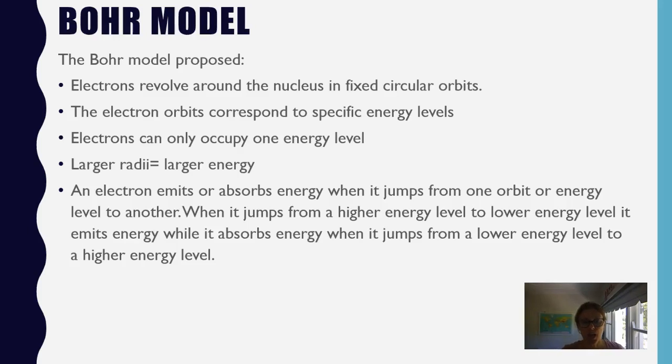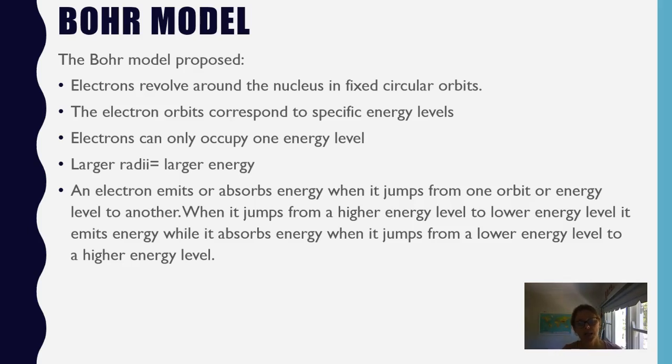So the Bohr model, it was proposed that the electrons revolve around the nucleus and they are in fixed circular orbits. And each one of those orbits corresponded to a specific energy level. And he also pointed out that electrons can only occupy one energy level. Now, he also found that the larger the radius, so the bigger the element was, the more energy that it had. So this worked really well for hydrogen, and that supported his evidence, which allowed it to be considered as the current model for a period of time.